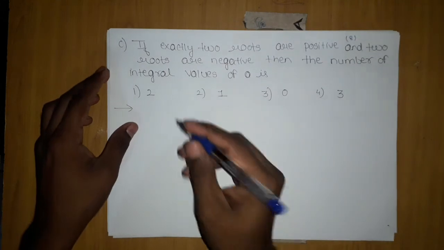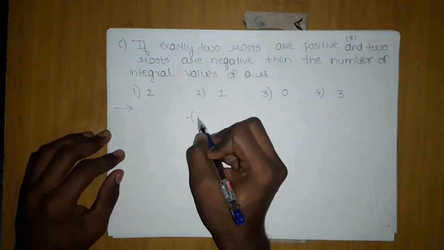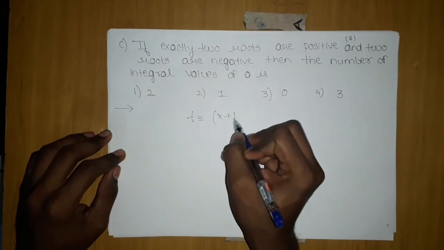It is like this. If exactly two roots are positive and two roots are negative, then find the number of integral values of a. Okay, now for this, what was t? t was x plus 1 upon x.